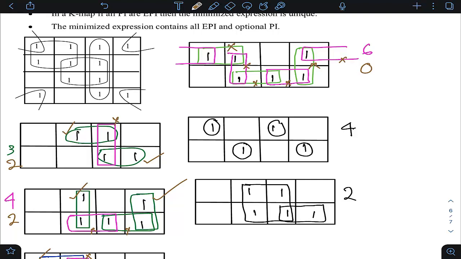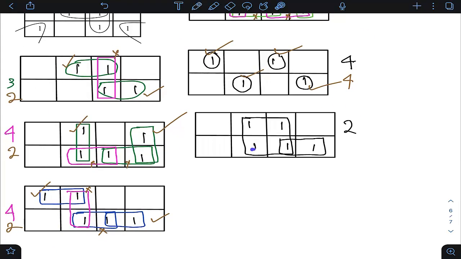Then what is this? So in this case, you see there are 4 groups. So each of these is not covered by multiple groups. That means this is not covered by multiple groups. This is not covered by multiple groups. This is not covered. This is also not covered by multiple groups. So here, can I say each group is EPI? Yes. So each of them is EPI.